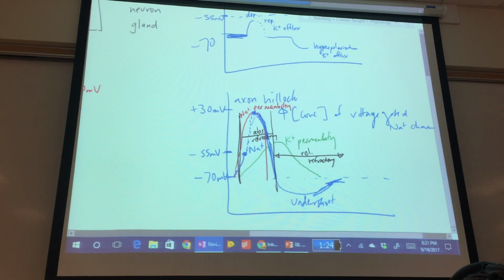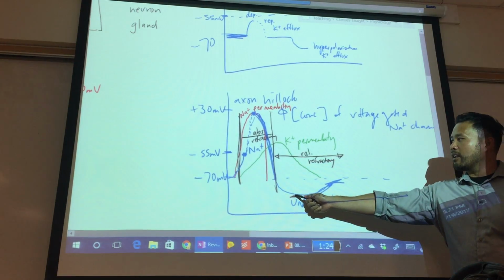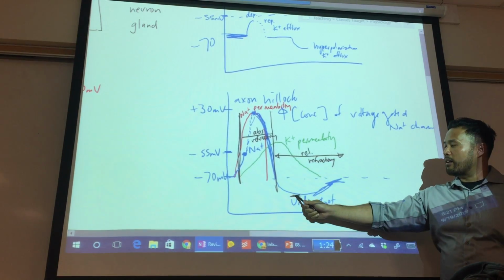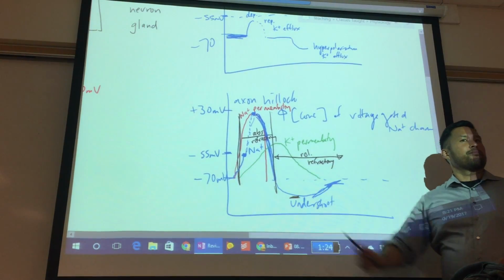It can't fire. Absolute is cannot fire. Relative refractory period means, can it fire? Yes. But what do you need in order to elicit a response? A stronger stimulus. Why? Because we're pretty much in the undershoot. We're already hyperpolarized as is. And to get us back to threshold, we've got a longer way to go to get up to negative 55 millivolts.